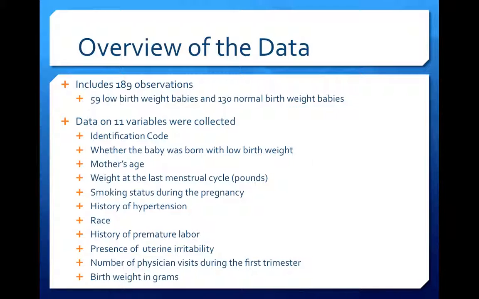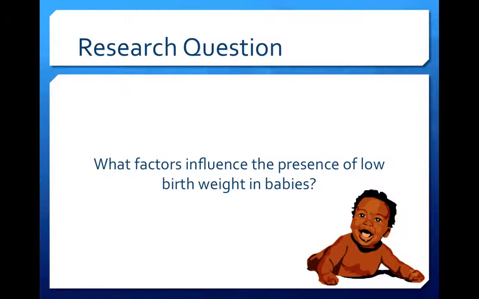So based on my data, I decided to go with a research question that is, what factors influence the presence of low birth weight in babies? When I first looked at this data, I didn't want to use all 8 predictors because this is my first time running regression in R, so I decided to narrow it down to 4.